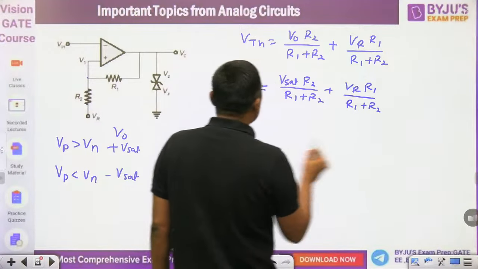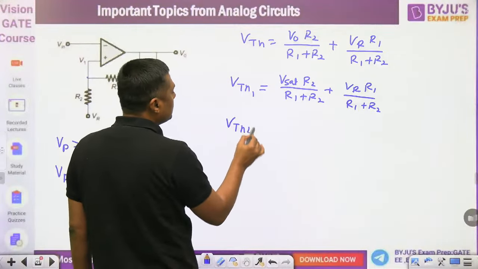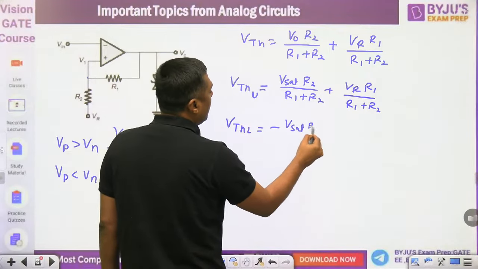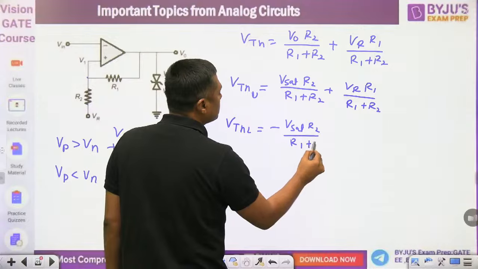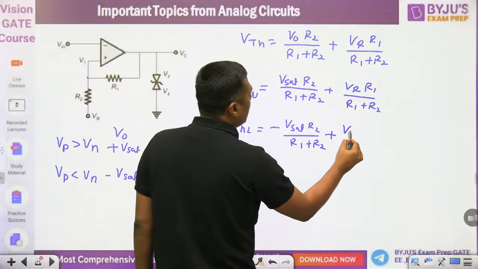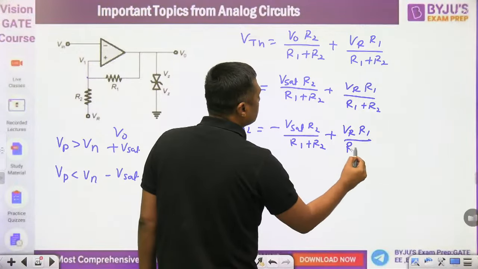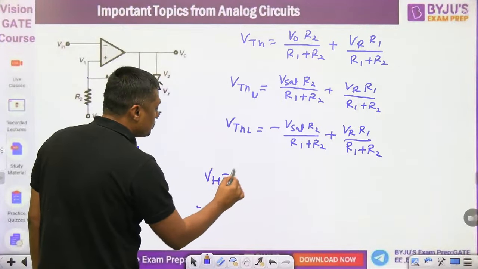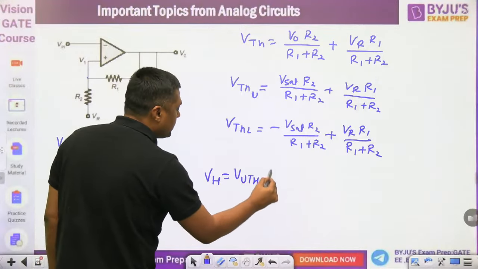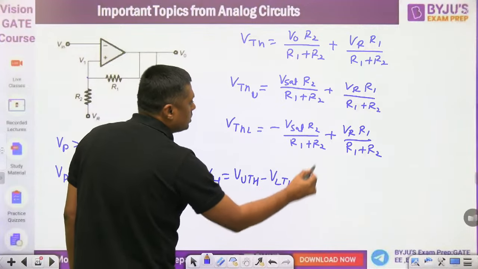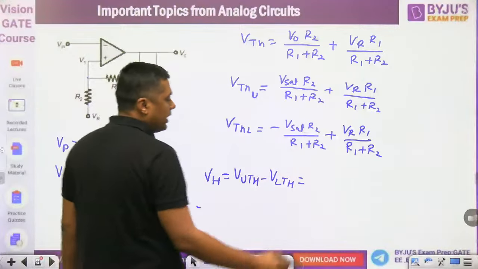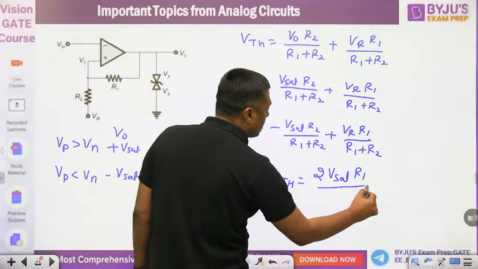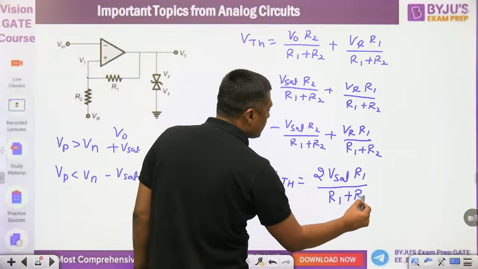This is the upper threshold. So what is the lower threshold? Minus Vset R2 upon R1 plus R2 plus Vr R1 upon R1 plus R2. Now what is the hysteresis voltage? The difference of these two, upper threshold minus lower threshold. When we take the difference, the Vr terms cancel out and you get 2 times Vset R1 upon R1 plus R2. That is the first equation.